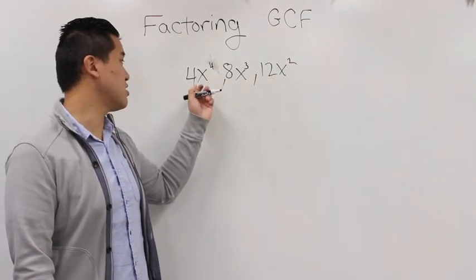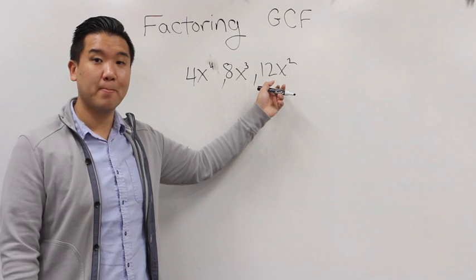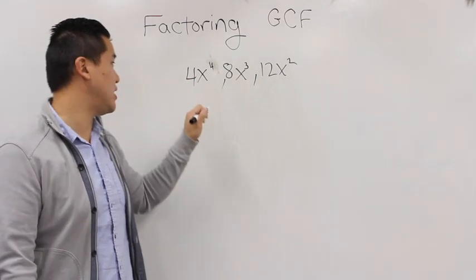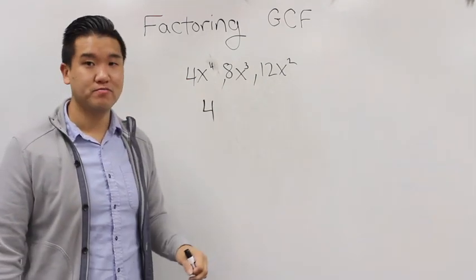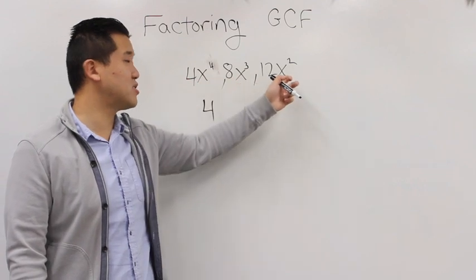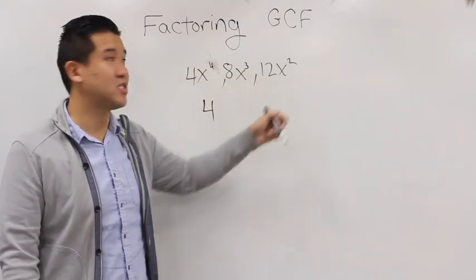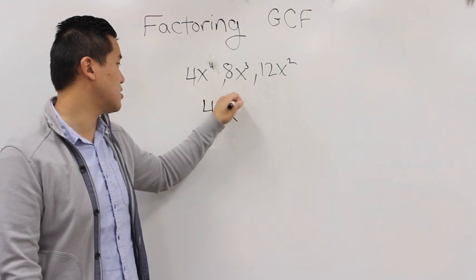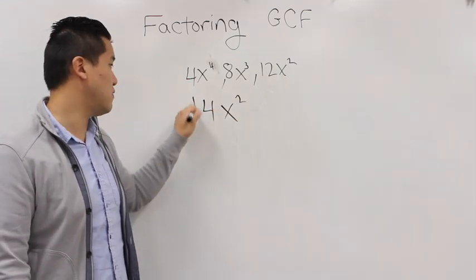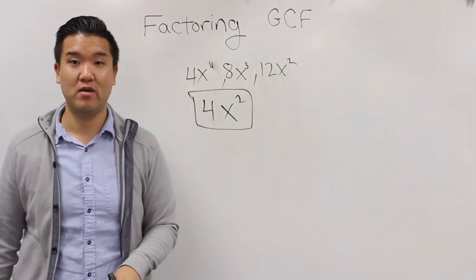So let's look at our numbers first. 4, 8, 12. What they all have in common, that's the greatest. They have a 4 in common. And x to the 4th, x cubed, x squared. Remember, what was the trick? Take the smallest out of the 3. So we take x squared. That is my GCF. 4x squared is my GCF.